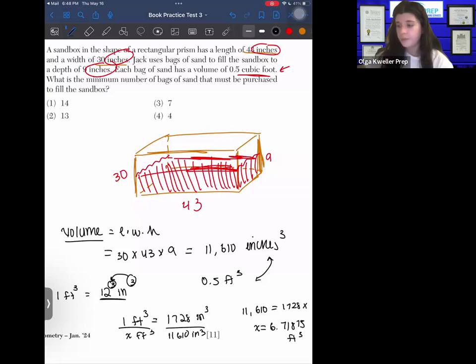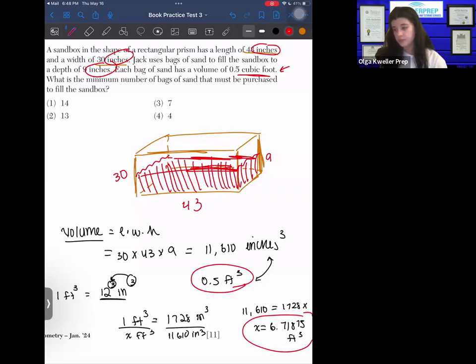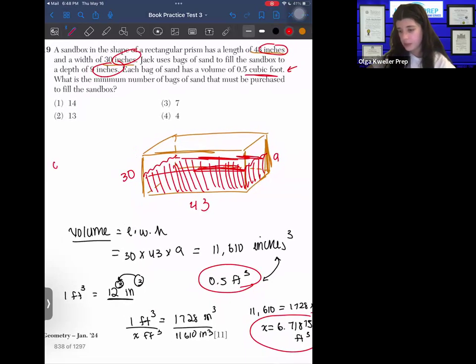So now what do we do? We have this volume in feet cubed, and each bag is 0.5 feet cubed. So how many bags must I purchase? Right, this last final step is 6.71875 divided by 0.5, which is 13.4, but I can't buy 0.4 of a bag, right? So whenever they say minimum, we always round up. Same thing that we saw in the other question, and in this case, it's going to be 14.